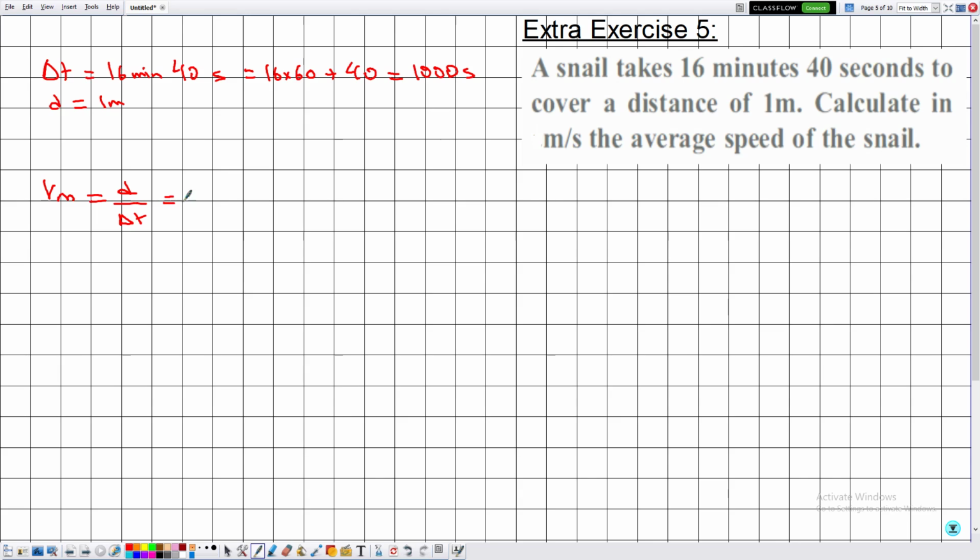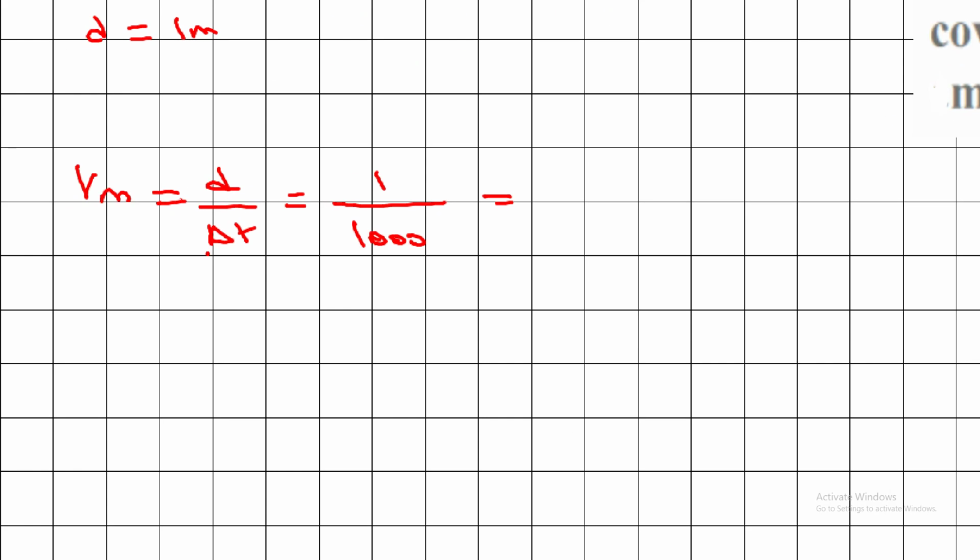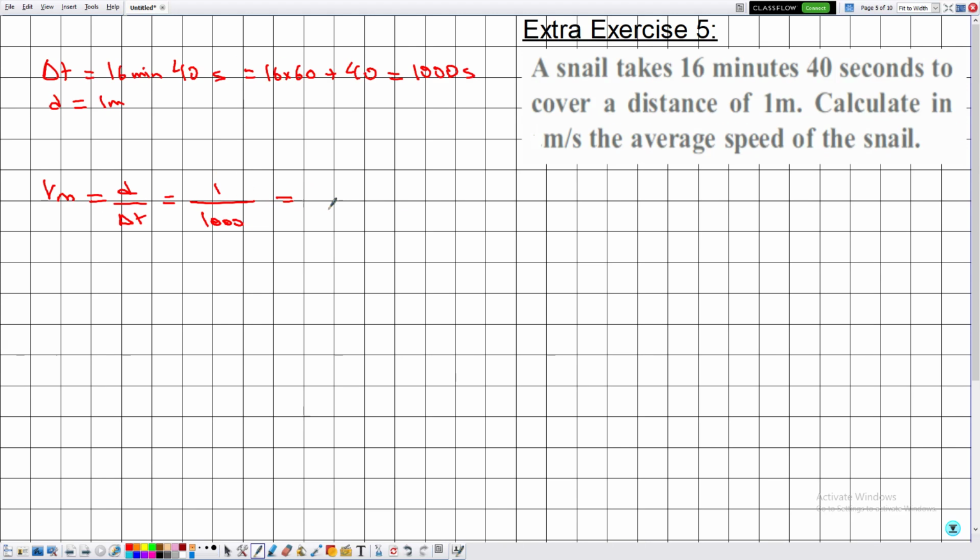Now let's calculate it. The value of d is 1, the value of delta t is 1000. Since both d and delta t are expressed in the SI, the value of Vm will be in the SI, which is 0.001 meter per second. As you can see, this is a very small number, which reflects that the snail has a very low speed, which indicates, so what does the speed represent? How fast an object is moving with respect to time.